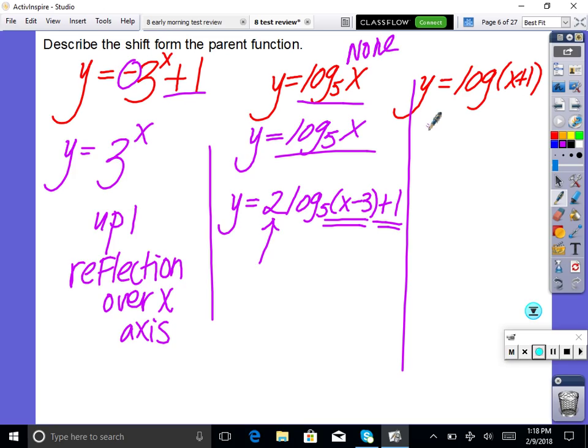So then right here we'd say, okay, our parent function is log of x, technically log to the base 10, we just know they don't write it. So there's our parent function, so then it was shifted left 1.